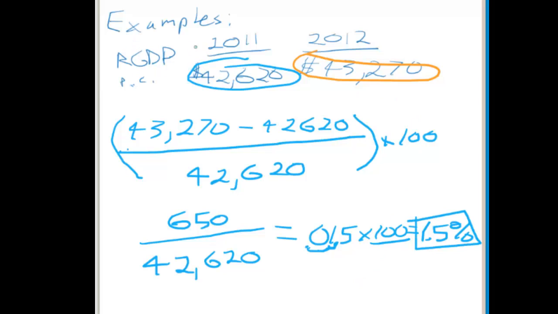Okay, so what was real GDP growth per capita from 2011 to 2012? I'll give you these numbers, 42,620, 43,270. You do this math and you can confidently state real GDP growth was 1.5%. Let's do another example or two.